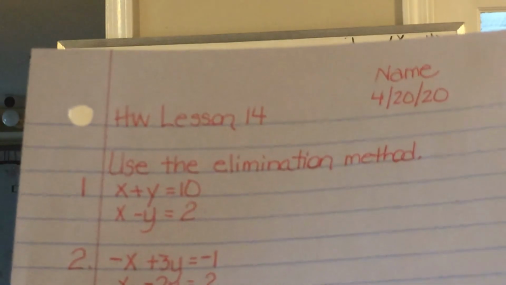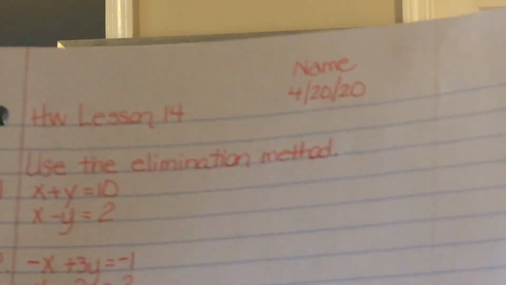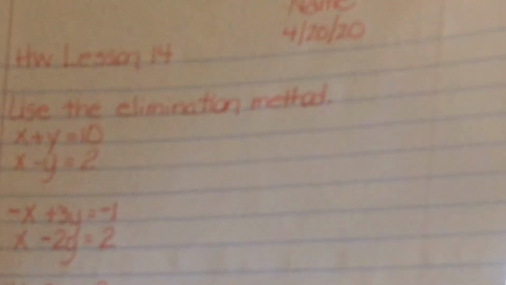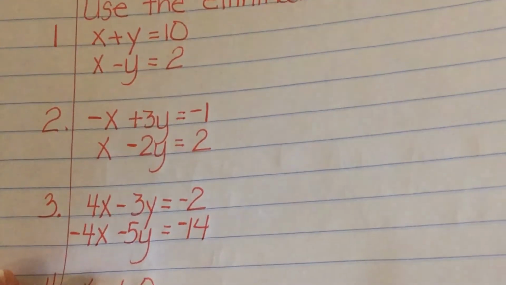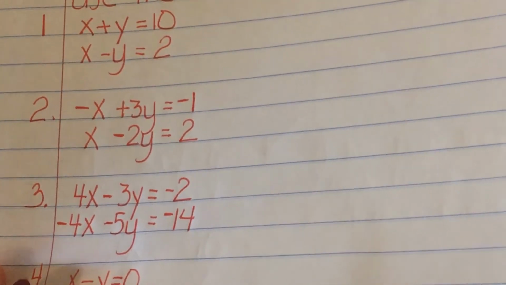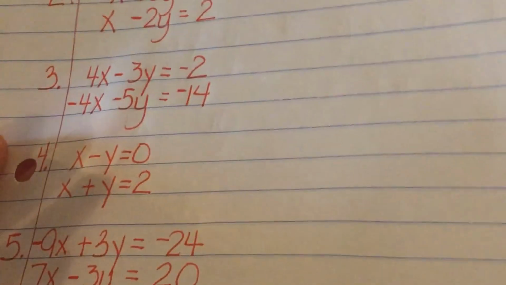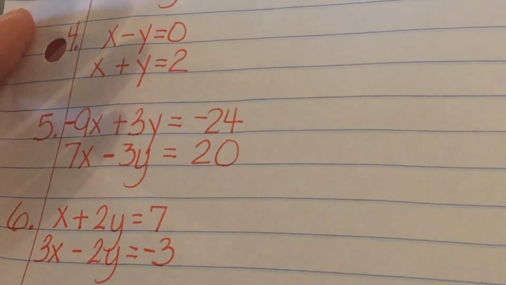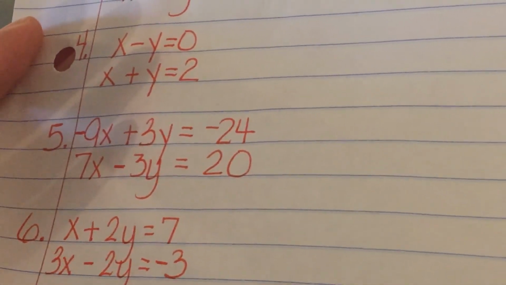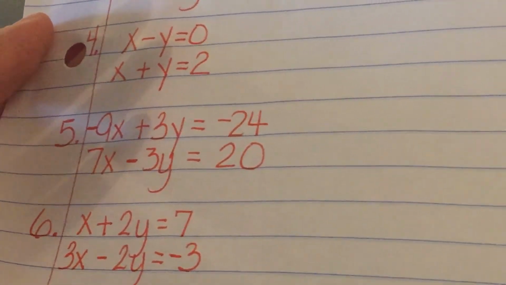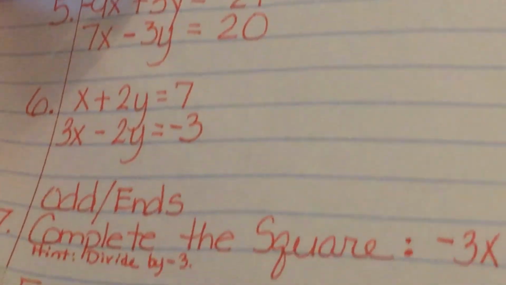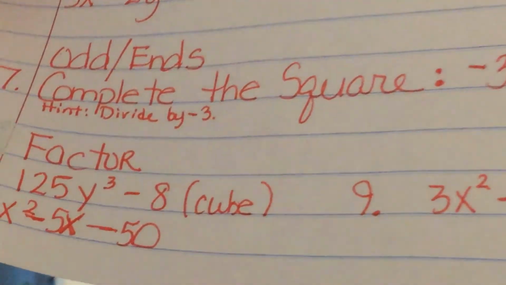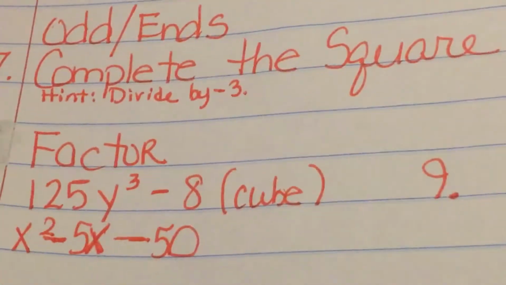Okay, so you know this is lesson 14. And today is the 20th. And there's my problems. And I'll give you time to pause it. So maybe you can write those 3 down. You notice they all have opposites. Now for the next few. So it looks like you got 6 elimination problems. Is that right? Oh, but there's more. You know how I love to review. So this is called odds and ends.